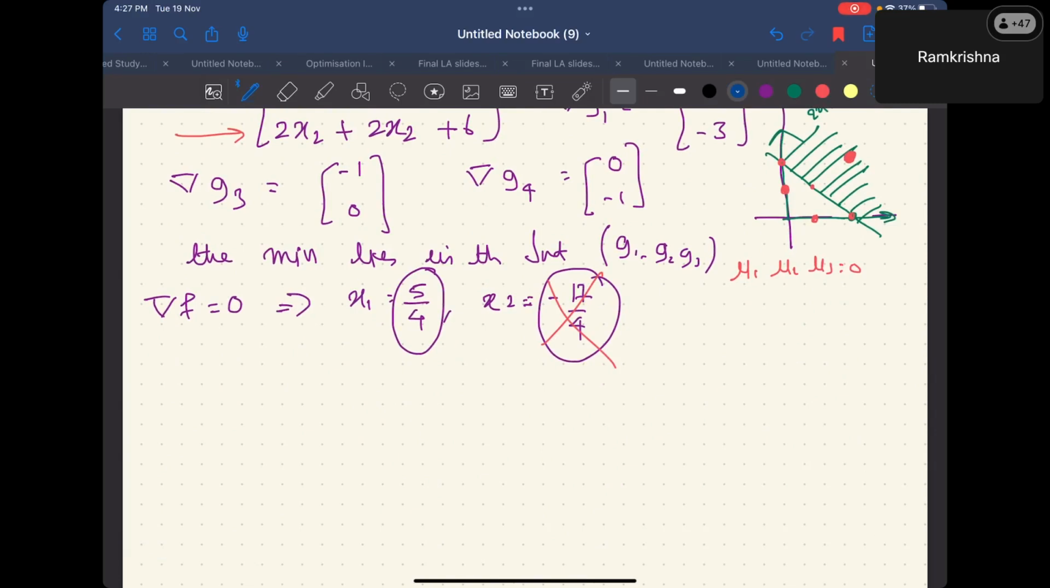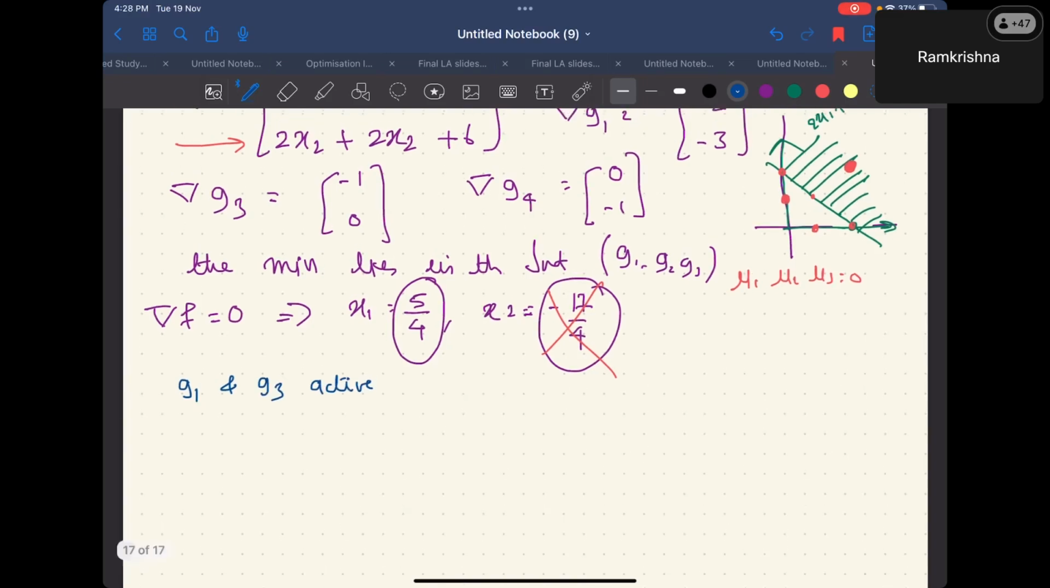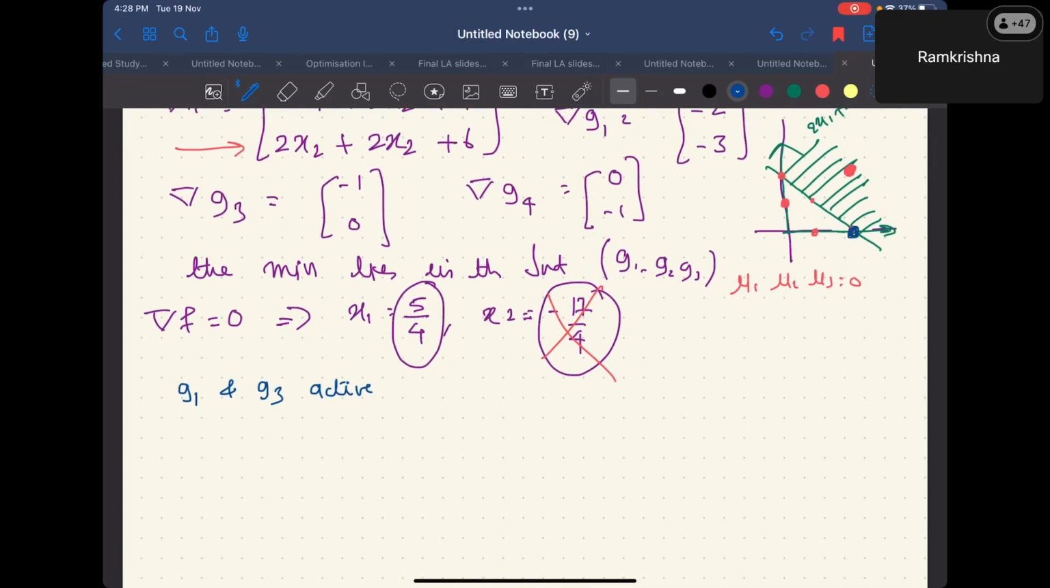Okay, then I can make G1 and G3 active constraints, which means I'm assuming that it is on the boundary or somewhere here. This is the point where G1 equal to 0 would be minus twice x1 minus 3x2 plus 4 equal to 0. And then G3 is active, which means x2 is equal to 0. Which means I'm at the boundary of these two regions.